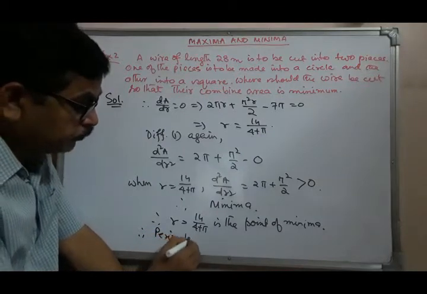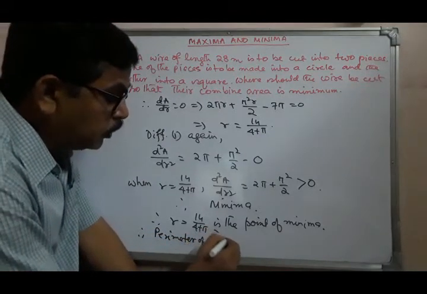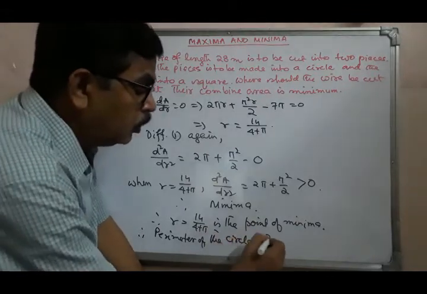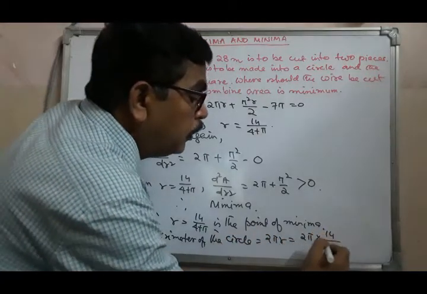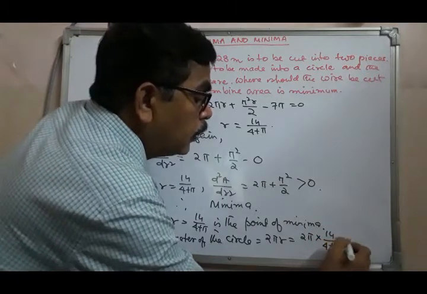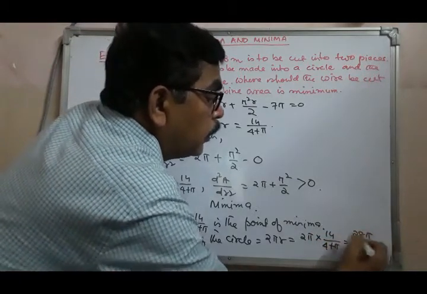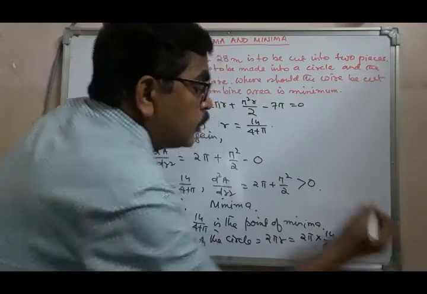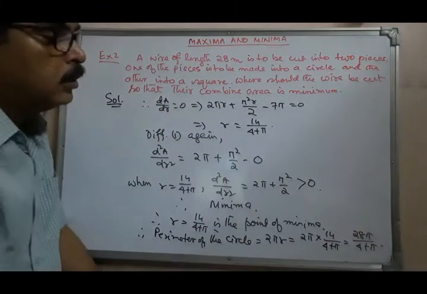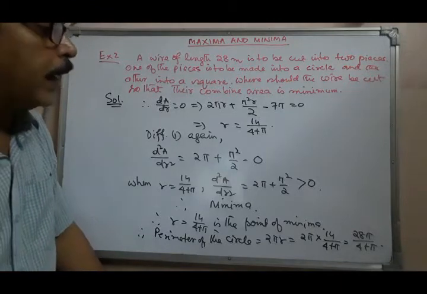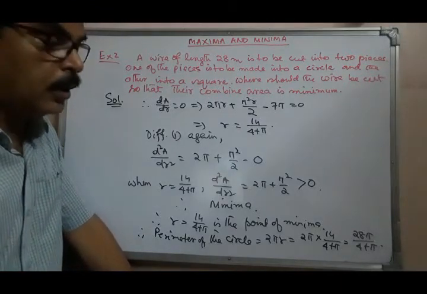Perimeter of the circle equal to 2 pi r, 2 pi into 14 by 4 plus pi, that is 28 pi by 4 plus pi. Hence, the wire should be cut at this length from one end. This is the answer.